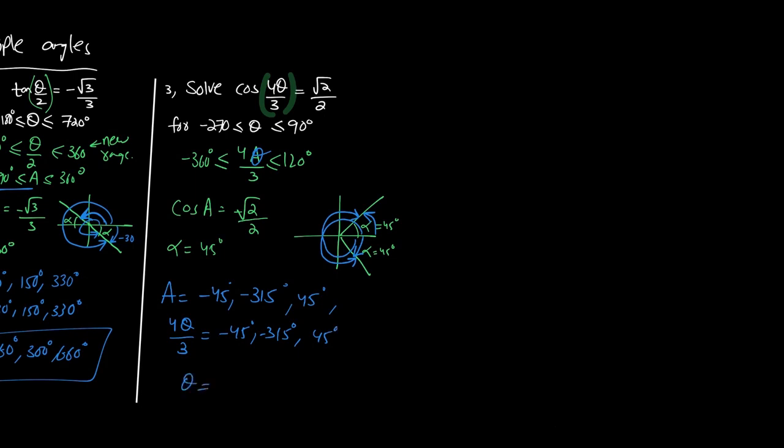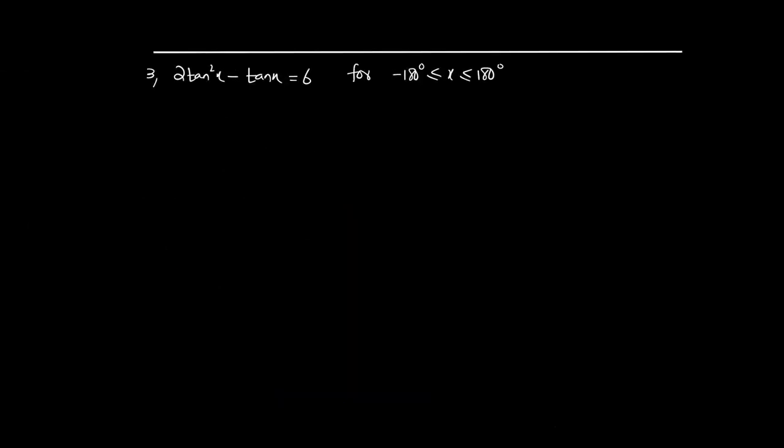So theta would be 33.75 from these values, minus 33.75, and from 315 you get 315 times 3 divided by 4, that is 236.25, negative 236.25. So now let's have a discussion about solving a quadratic equation that factorizes.